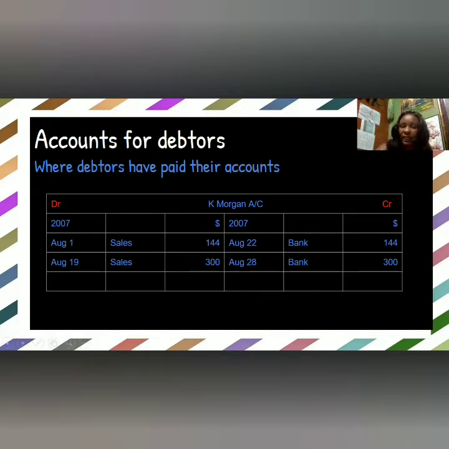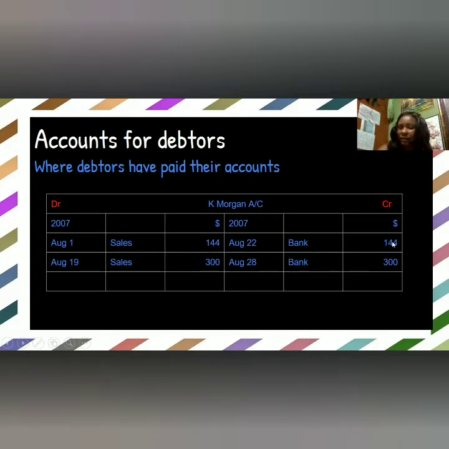August 1, sales 144. This means that on August 1, we sold goods on credit to K-Morgan. And that's why it's on the debit side of K-Morgan's account, because K-Morgan received the goods from us. August 19, sales 300. Again, we are selling goods to K-Morgan, $300. And the sales is written on the debit side of K-Morgan's account because he got the goods from us.